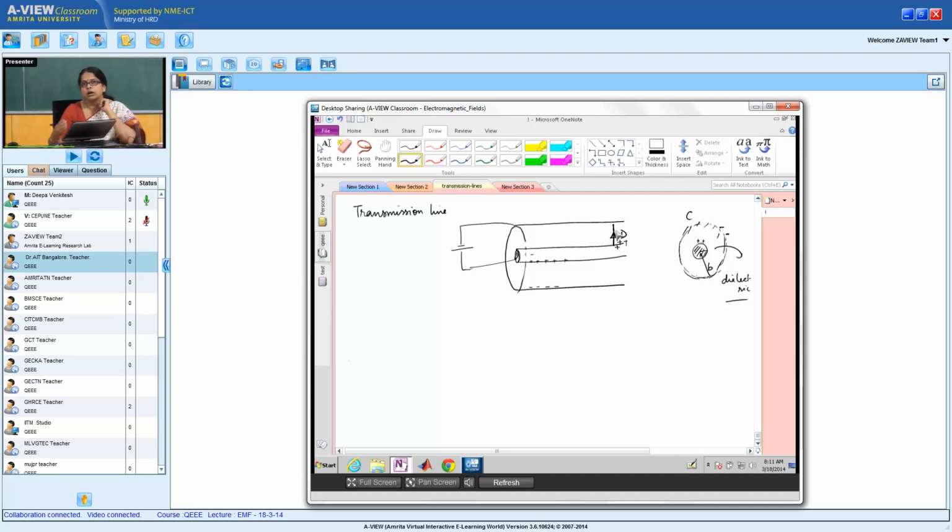So the question is, should I use the point form or the integral form? I'll use the point form if I want to know the evolution of the field and things like that. So I use the integral form and apply Gauss law on a surface which I am drawing here. I am choosing a cylindrical surface. Why am I choosing a cylindrical surface? I am choosing that surface which is symmetric to the system.